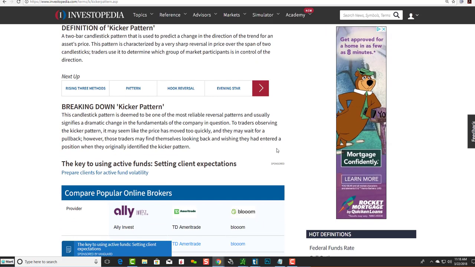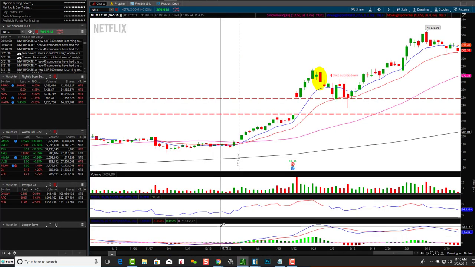Breaking down the kicker pattern, it is deemed to be one of the most reliable reversal patterns and usually signifies a dramatic change in the fundamentals of the company in question. To traders observing the kicker pattern, it may seem like the price has moved too quickly and they may wait for a pullback. However, those traders may find themselves looking back and wishing they had entered a position when they originally identified the kicker pattern. So, long story short, nothing's always perfect. Many times you'll get a chance to get in, and then sometimes it goes a little too quick where you can't get in.